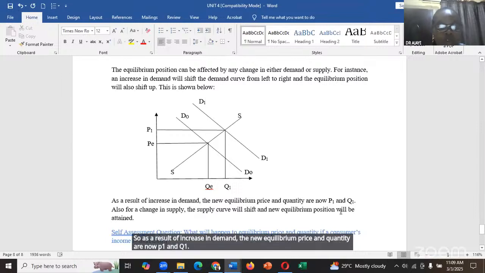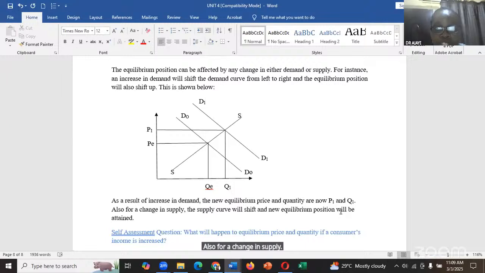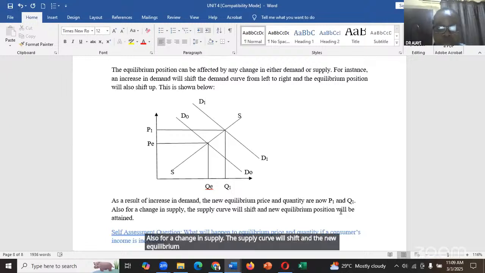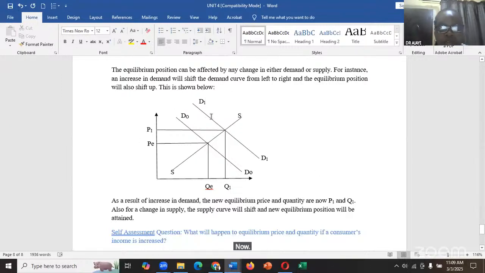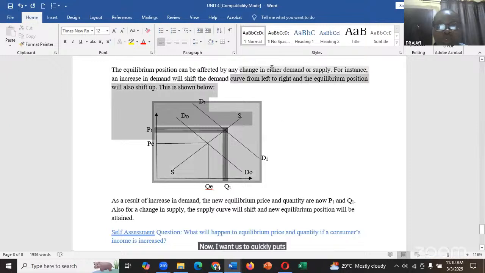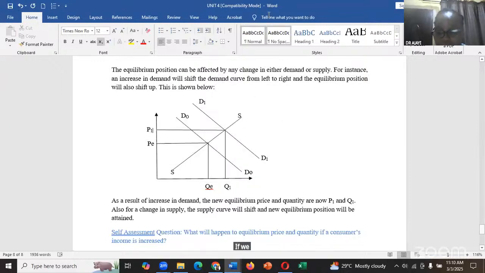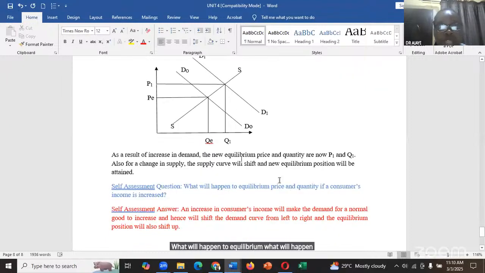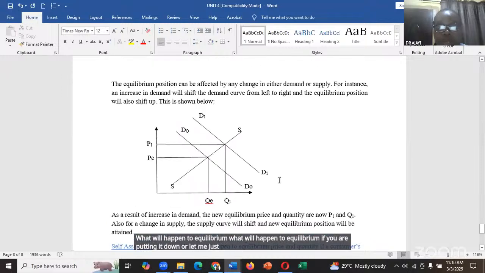Also, for a change in supply, the supply curve will shift and the new equilibrium position will also change. Now, this graph only shows an increase in demand. Now, I want us to quickly put this question down. What will happen to equilibrium? Let me just put it in the chat to everyone.